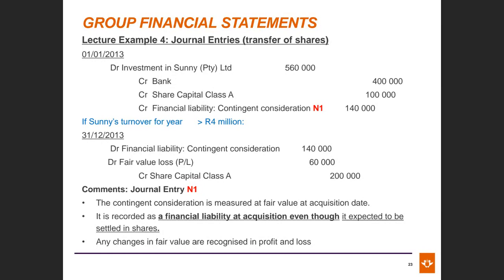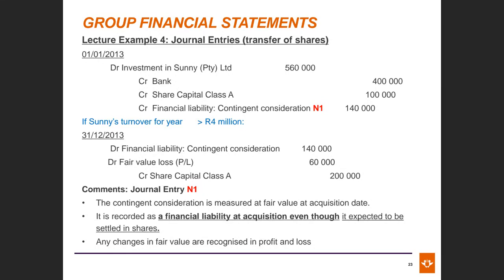Capital of 100,000 Rand. Then we are raising a financial liability for our contingent consideration. So it's recorded as a financial liability even though it's going to be settled in shares because it's not a fixed number of shares. We don't know yet how many shares are going to be issued. It is based on a value, and that is why we are recording it as a financial liability. So we're going to credit financial liability, contingent consideration 140,000, and this was determined by taking the 200,000 and multiplying it by the probability being 70%.